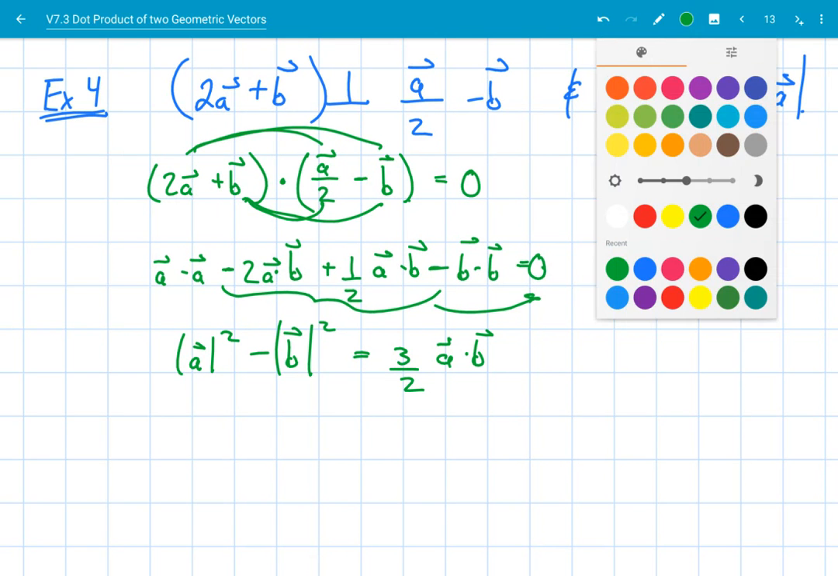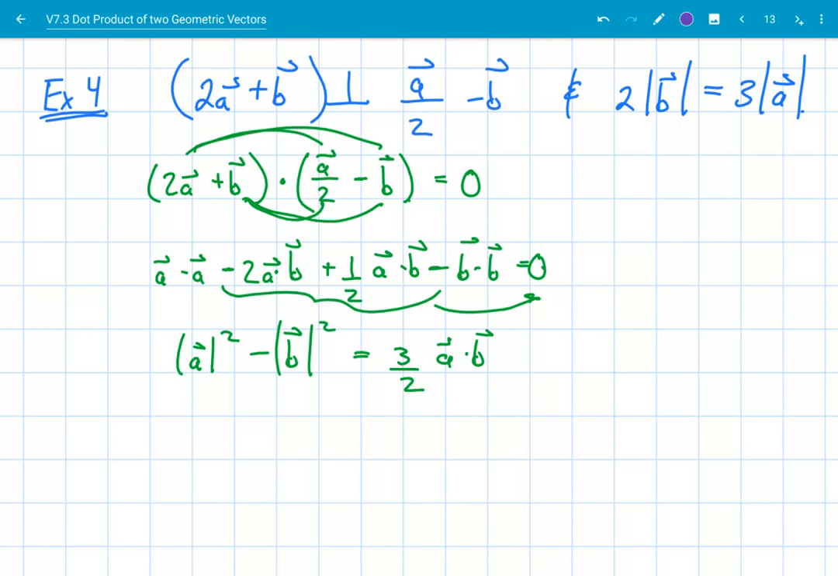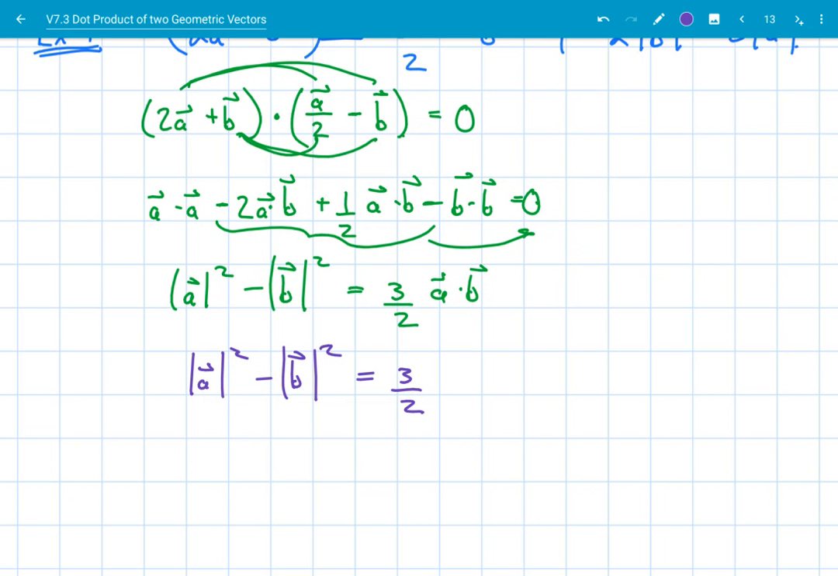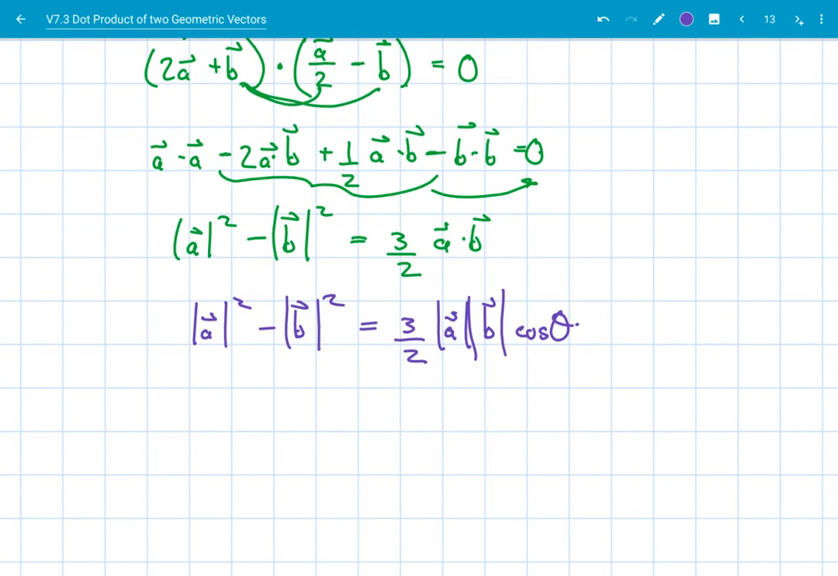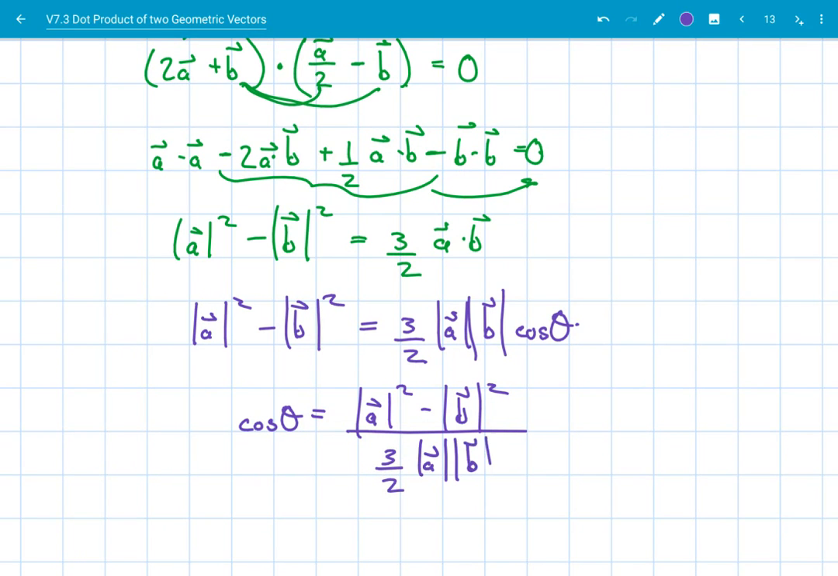Now we're going to apply the definition of dot product. Okay, so we have a magnitude squared, b magnitude squared, 3/2 magnitude a, magnitude b, cos of theta. And now there is the cos theta, the theta we're looking for. Okay, so now we're going to solve for cos theta. So we have magnitude of a squared minus magnitude of b squared over 3/2 magnitude of a, magnitude of b.